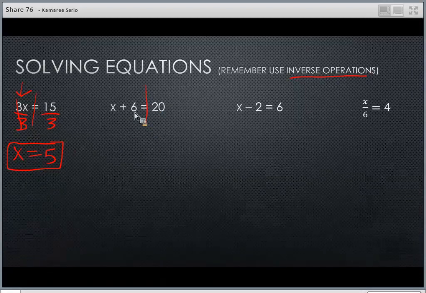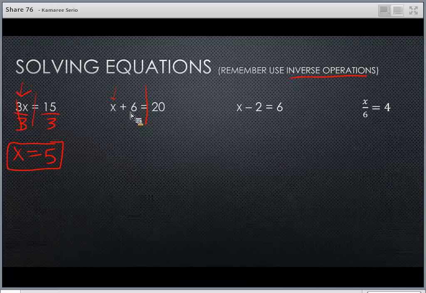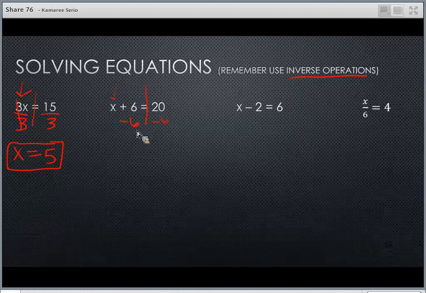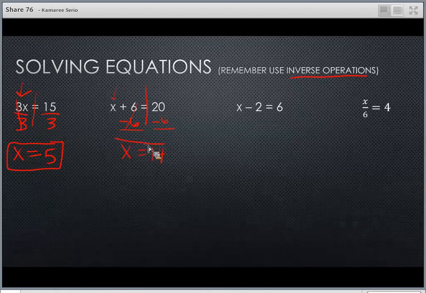Again, here, your equal sign is a barrier. So I have x plus 6 equals 20. My goal again is to get x by itself, right? And x is being added to 6. So the opposite of adding 6 is subtracting 6. Again, if I subtract 6 from my left side, I have to do it to my right side. So I have x equals 14.